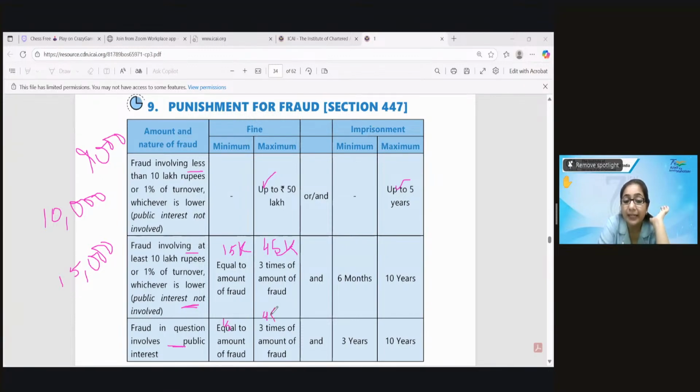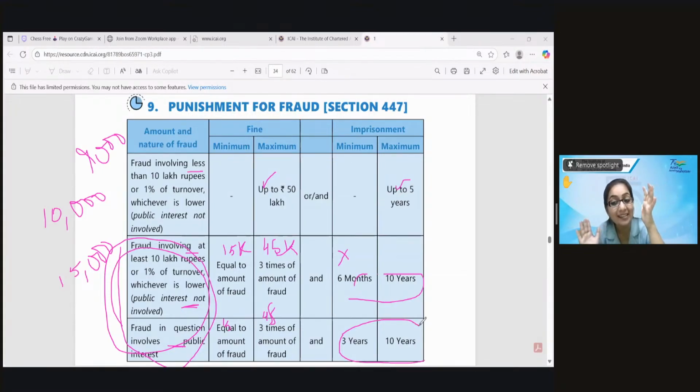एंड अगर मेरी फ्रॉड ज्यादा है, मोर है, और पब्लिक इंटरेस्ट इन्वॉल्व नहीं है, तो 6 मंथ से 10 ईयर तक मुझे जेल करेंगे. और अगर पब्लिक इंटरेस्ट भी है तब 3 years से 10 years कर देंगे. पब्लिक इंटरेस्ट इन्वॉल्व है तो ज्यादा बड़ी चीज, 3 years से 10 years. पब्लिक इंटरेस्ट नहीं है तो 6 महीने से लेकर 10 साल तक की जेल हो सकती है.